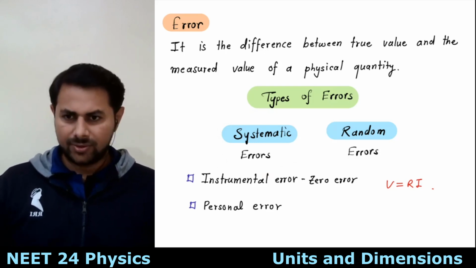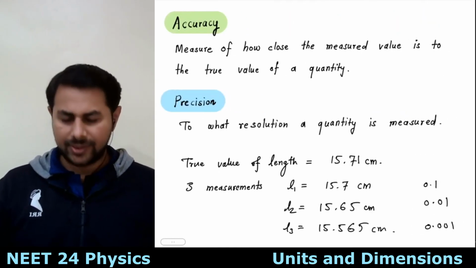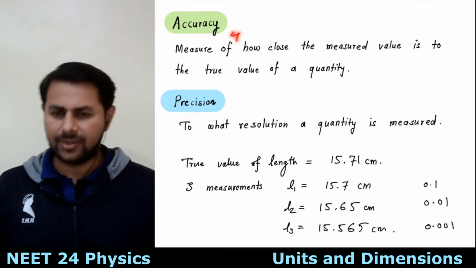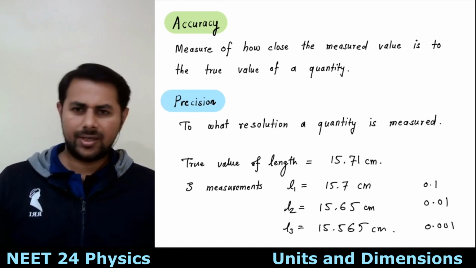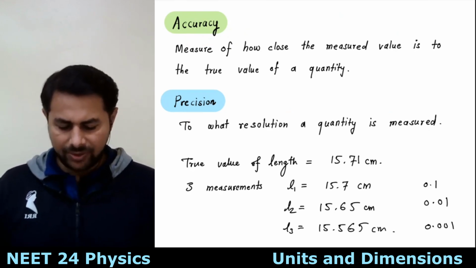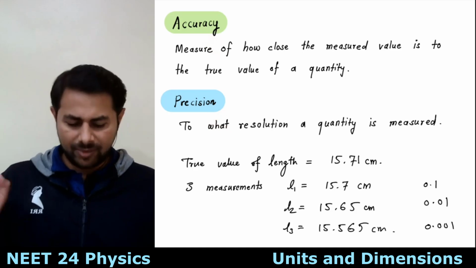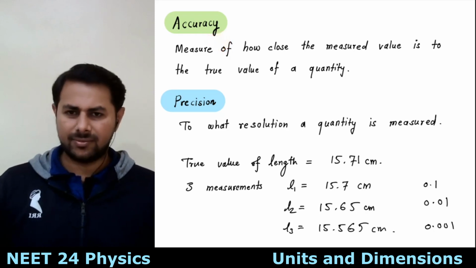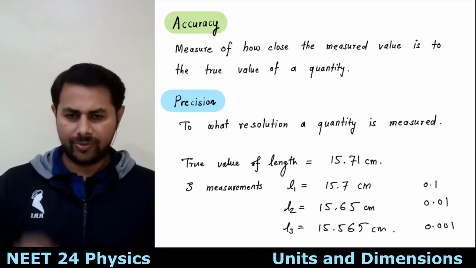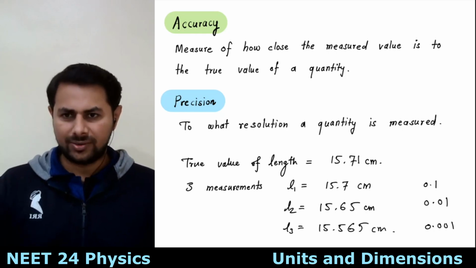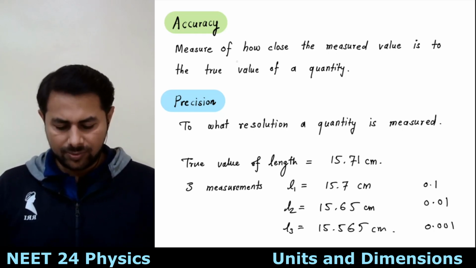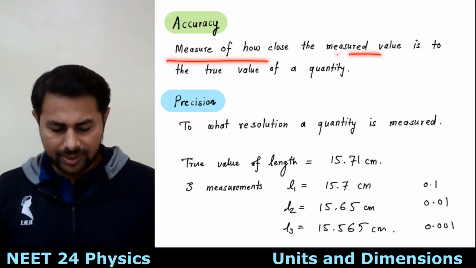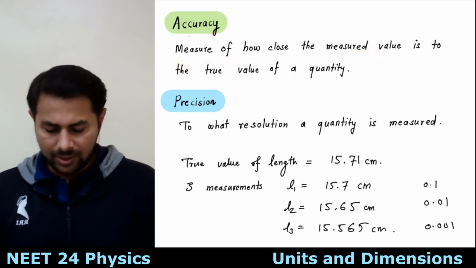Good. So next let's discuss accuracy and precision. What is the accuracy? In normal English, in our day-to-day language, accuracy and precision are the same thing, but in physics or in measurement they are different. Accuracy is the closeness between the true value and the measured value of a quantity, right? The measure of how close the measured value is to the true value of a quantity, that's accuracy.